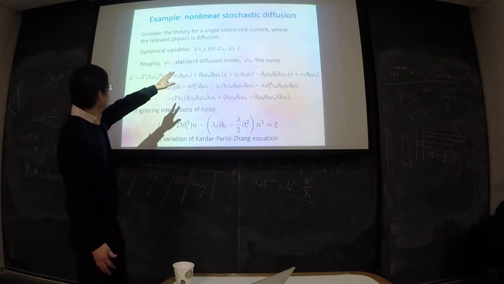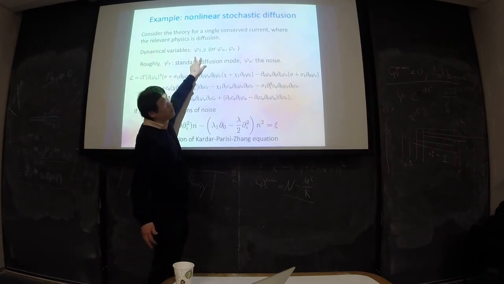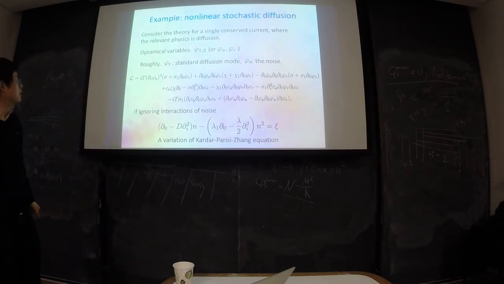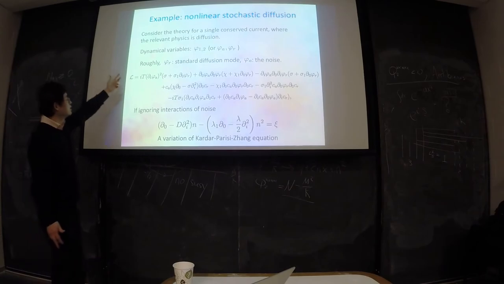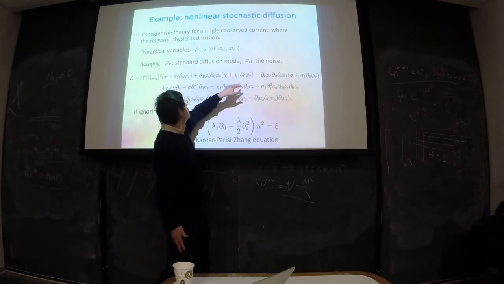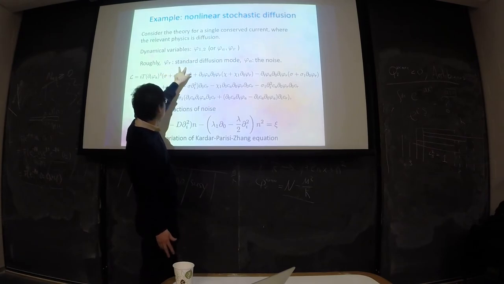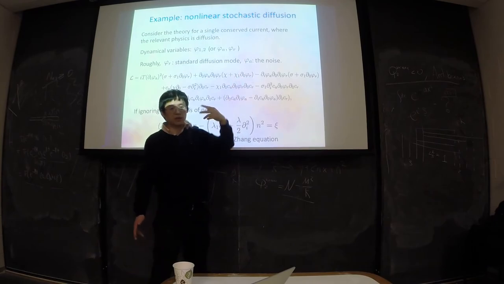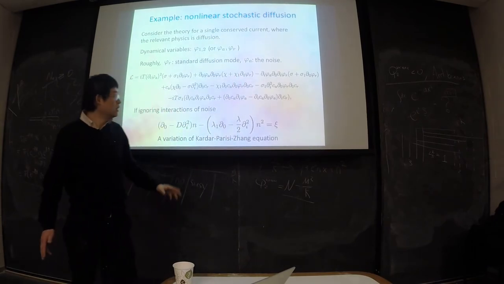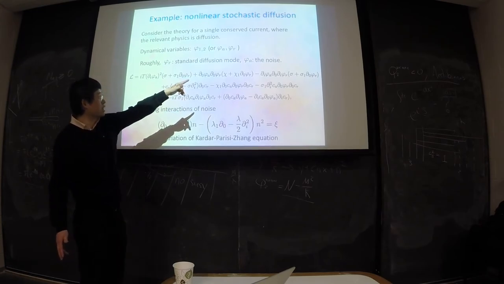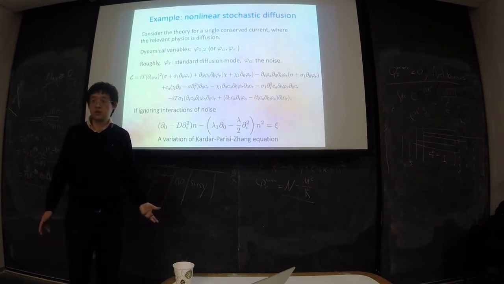What is the R subscript on phi's and C's? Oh, R would be the symmetric combination of them, and A would be the anti-symmetric combination. The key thing is that once you have these two variables, phi 1 and phi 2, you introduce this combination. It turns out the symmetric combination corresponds to the standard diffusion modes, and the anti-symmetric corresponds to the noise modes. And then the standard stochastic equation corresponds to just truncating to the quadratic order in the modes.